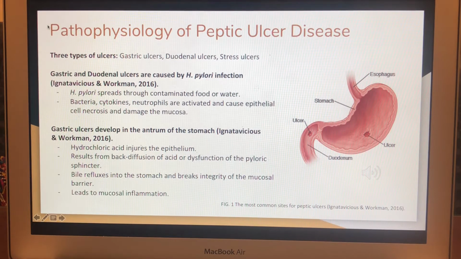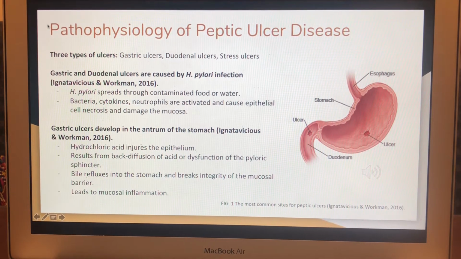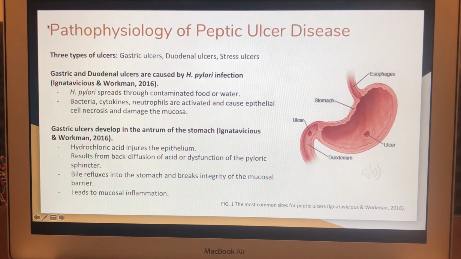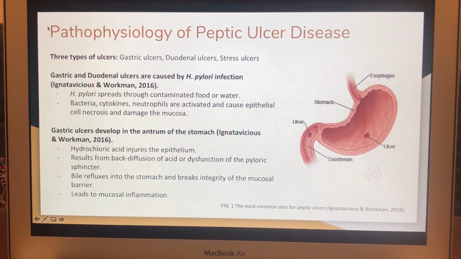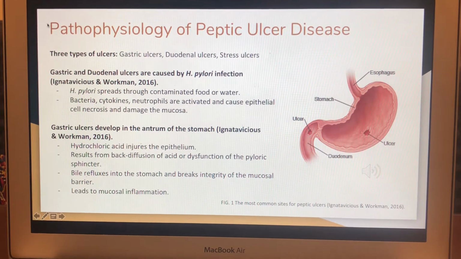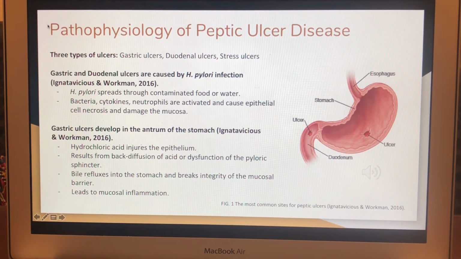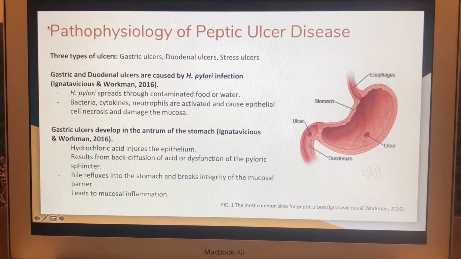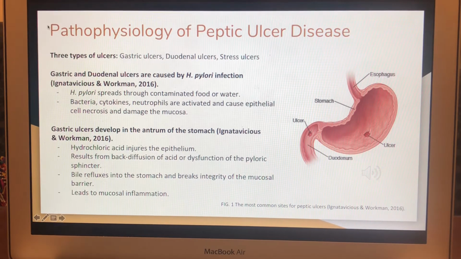Gastric ulcers usually develop in the antrum of the stomach near acid-secreting mucosa. When a break in the mucosal barrier occurs, hydrochloric acid injures the epithelium. Gastric ulcers may result from back diffusion of acid or dysfunction of the pyloric sphincter. Without normal functioning of the pyloric sphincter, bile backs up into the stomach.